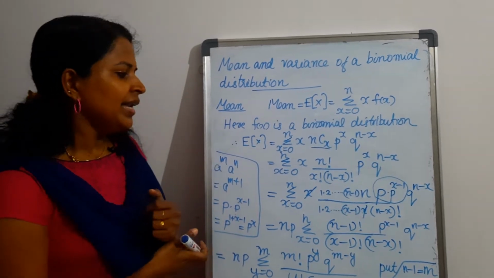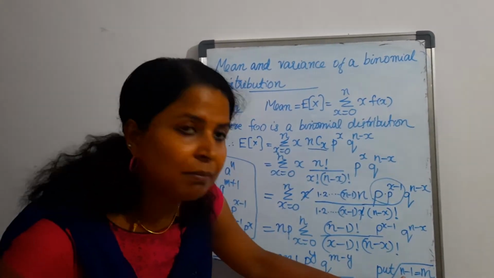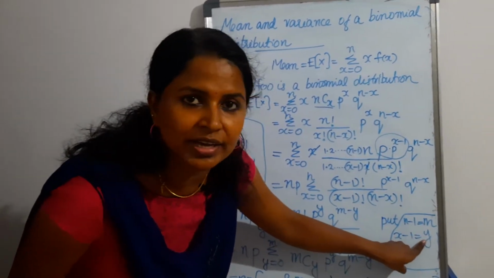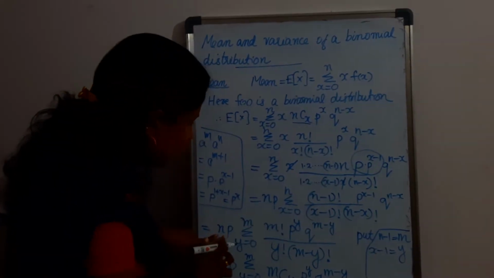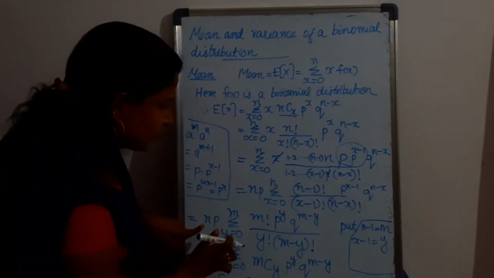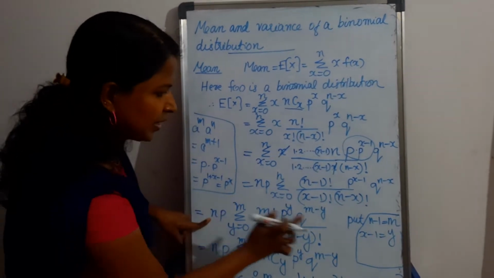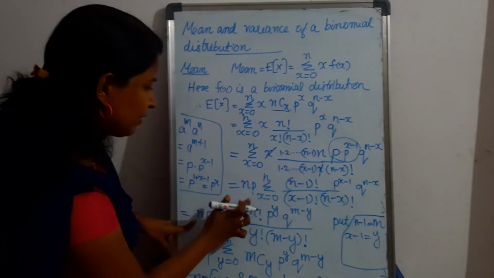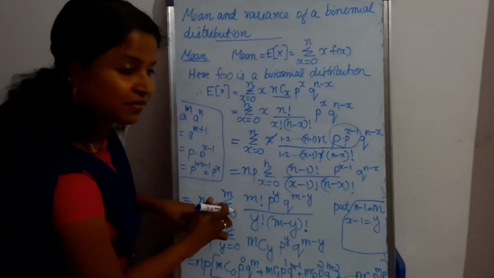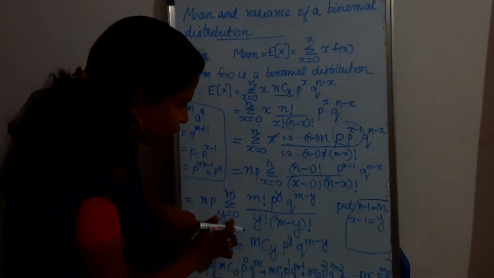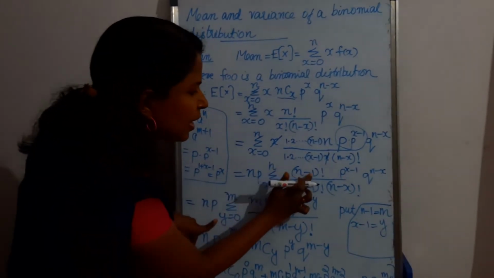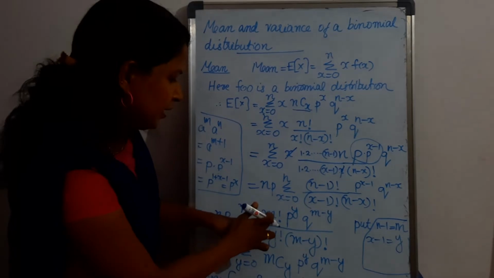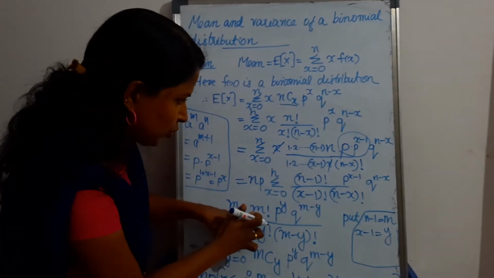Then, next step, we put n minus 1 equal to m and x minus 1 equal to y. This np sum over x equal to 0 to n becomes, since the variable is now y instead of x, the sum over y equal to 0 to m. Listen, n minus 1 is m. So m factorial, instead of n minus 1.